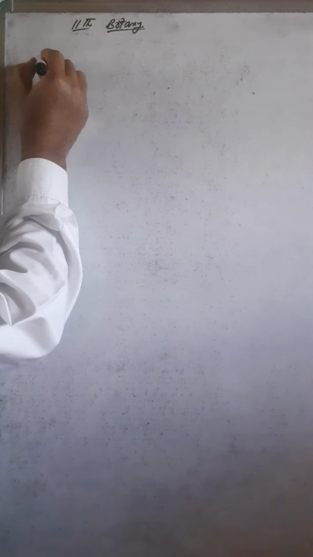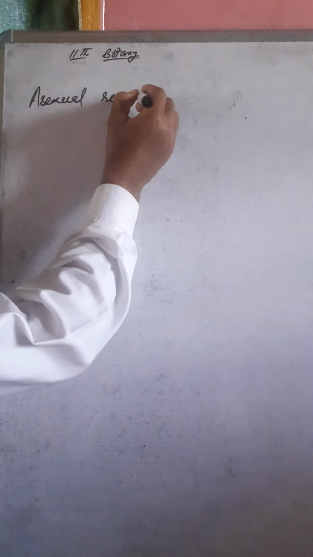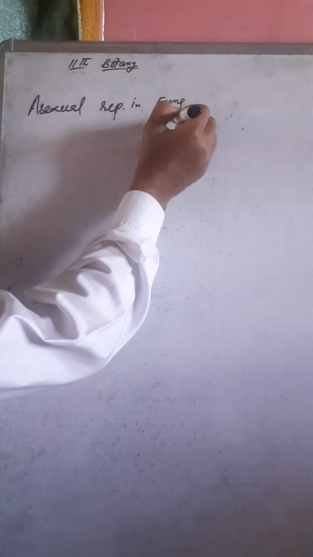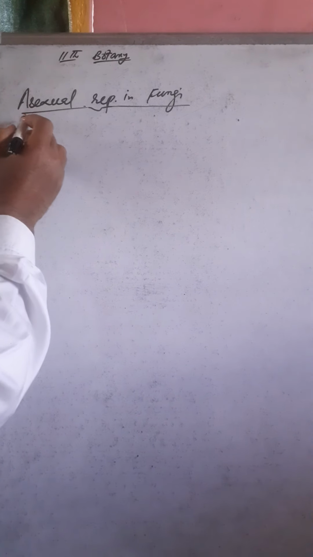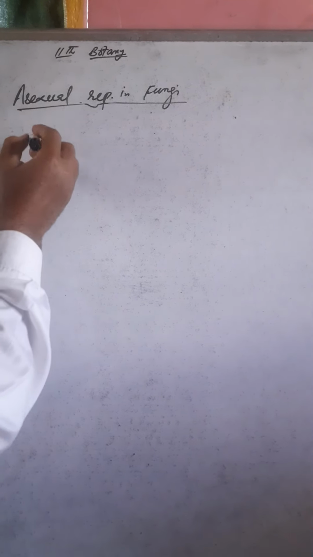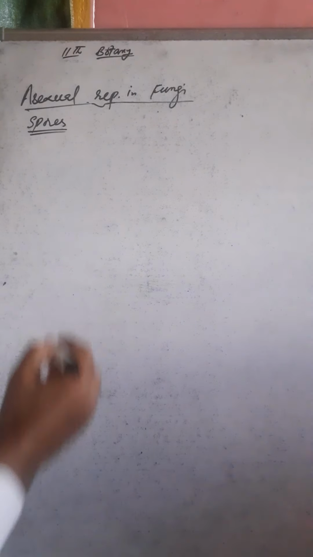Today our topic is asexual reproduction in fungi. Earlier we learned the vegetative reproduction in fungi. Today it is asexual reproduction. This reproduction takes place in fungi by means of spores. Now, what are these spores?